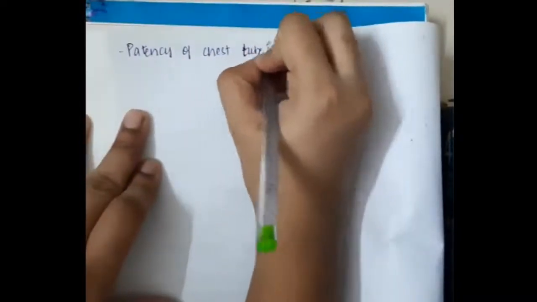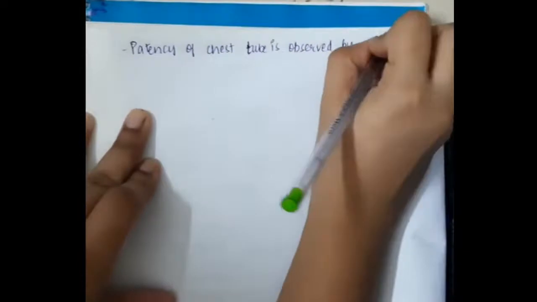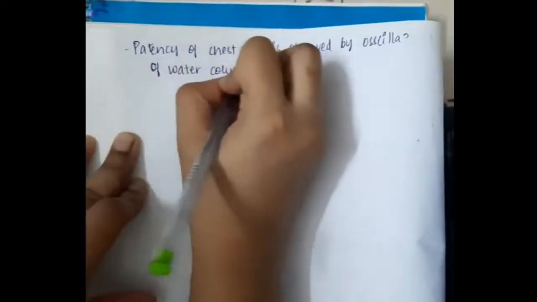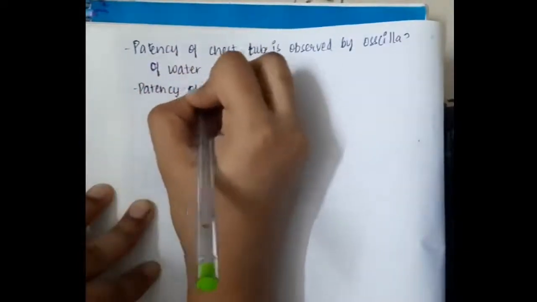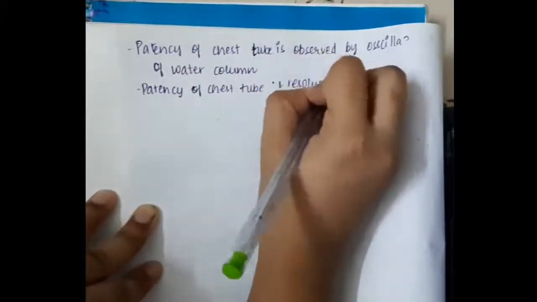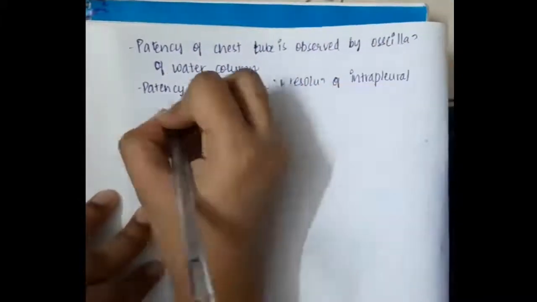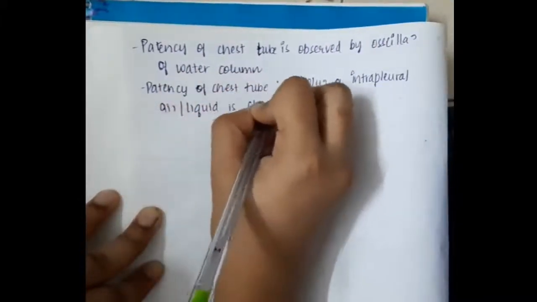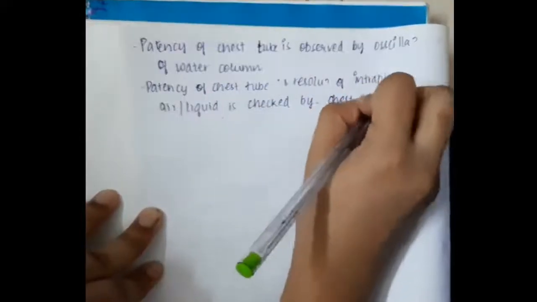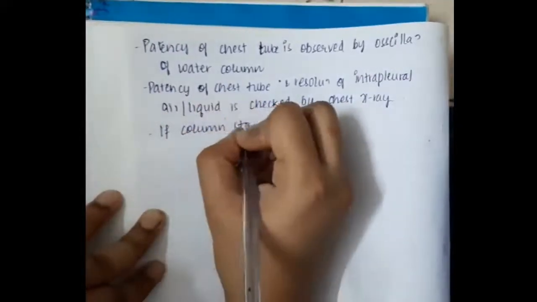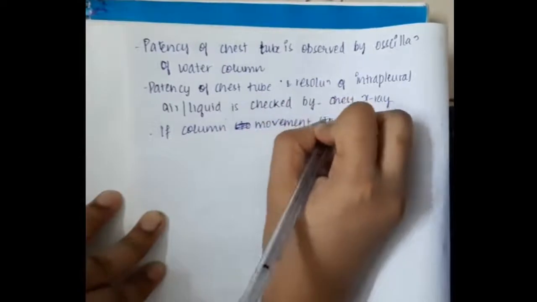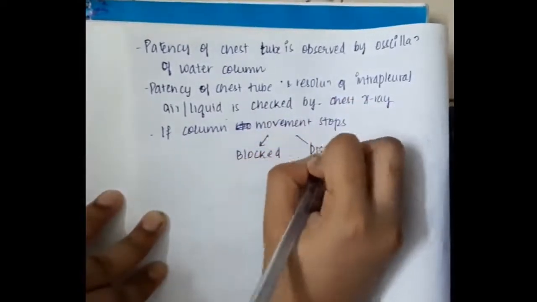Then the patency of the chest tube is mainly observed by the oscillations of the water column. The patency of the chest tube and resolution of intrapleural air or liquid is mainly checked by chest X-ray. With the chest X-ray, we will check the patency of the chest tube and resolution.